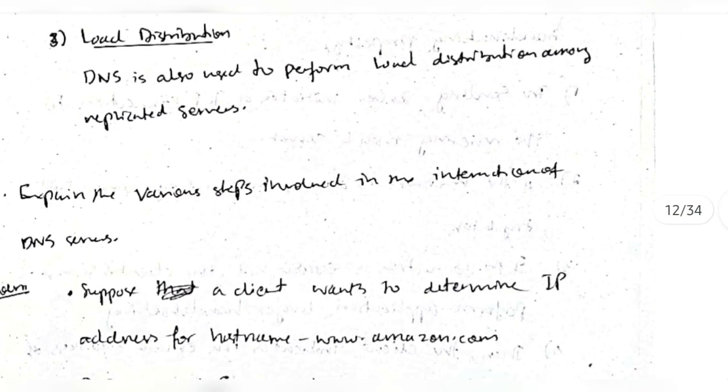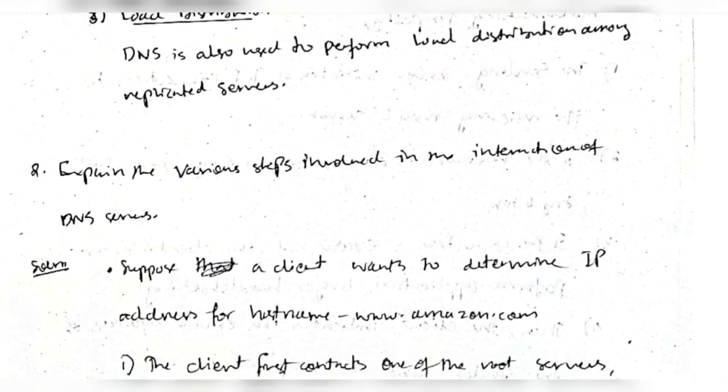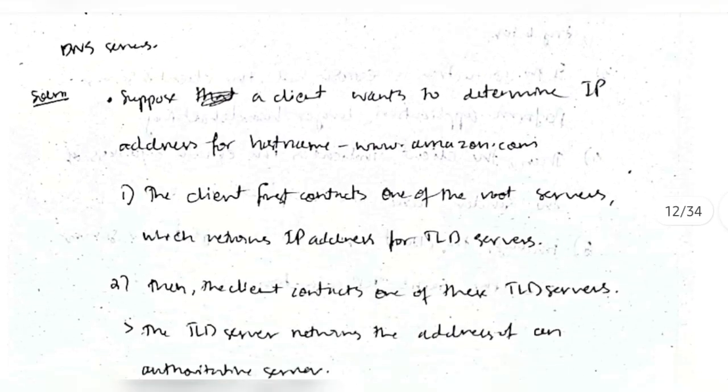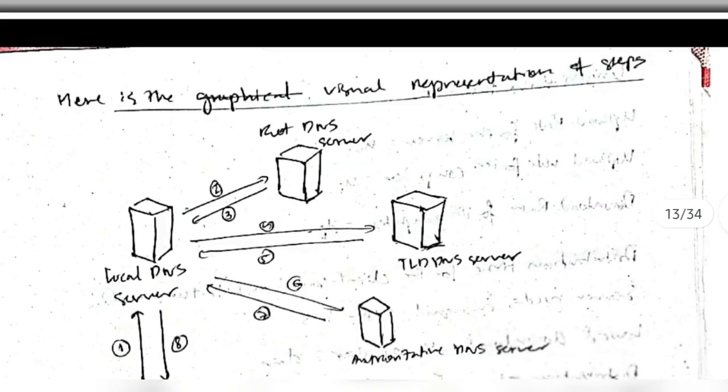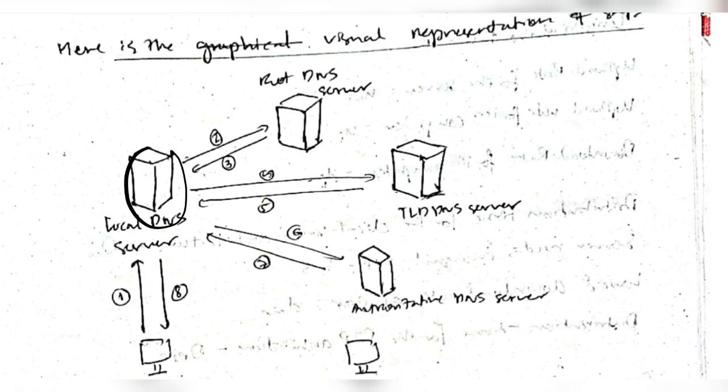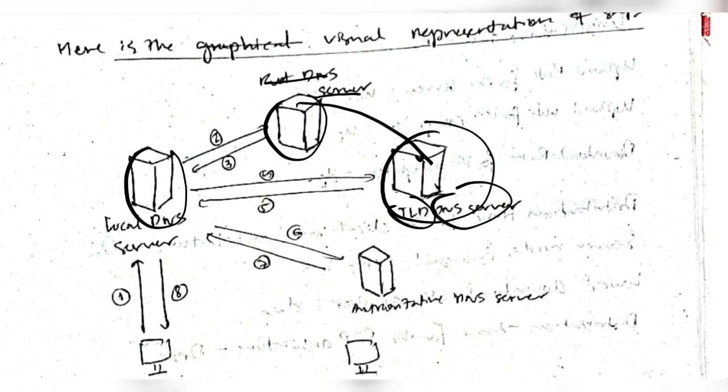The second question under DNS is: explain the various steps involved in the interaction of DNS servers. Suppose a client wants to determine the IP address of a host name like www.amazon.com. First he will send the request to the root DNS server. Then the root DNS server will transfer the request to the TLD DNS server. This is the server of Amazon, and it handles all the other things and problems.